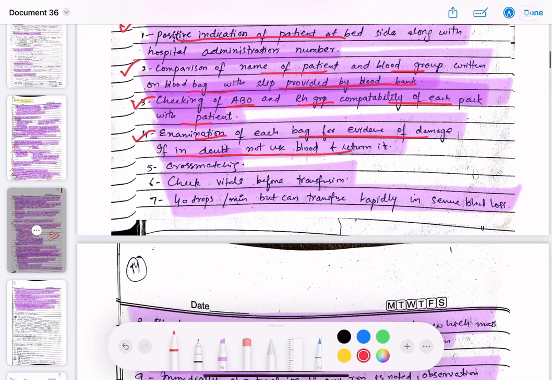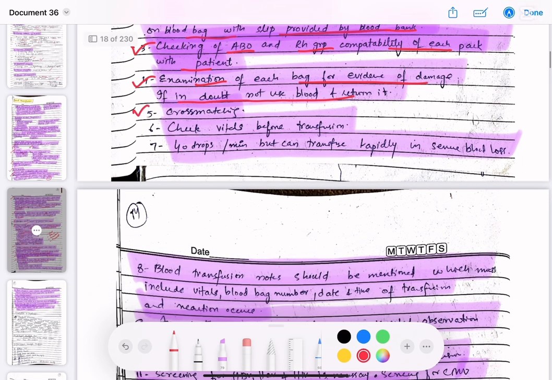Then cross-matching, then check vitals before transfusion, then 40 drops per minute, but can transfuse rapidly in severe blood loss. The normal rate for blood transfusion is 40 drops per minute. Okay, you should remember this, it is an MCQ point.